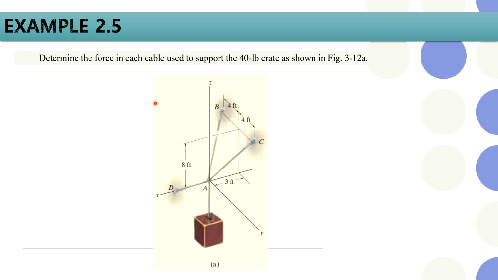So example 2.5 here shows 40 lb. Lb here is a common abbreviation for pound. So basically we have a crate of 40 pounds shown in figure 3.12a. This is the geometry. So we have the three cables AB, AC and AD attached to a ring A.